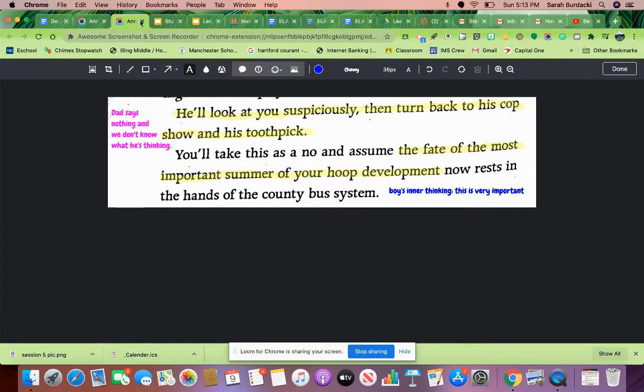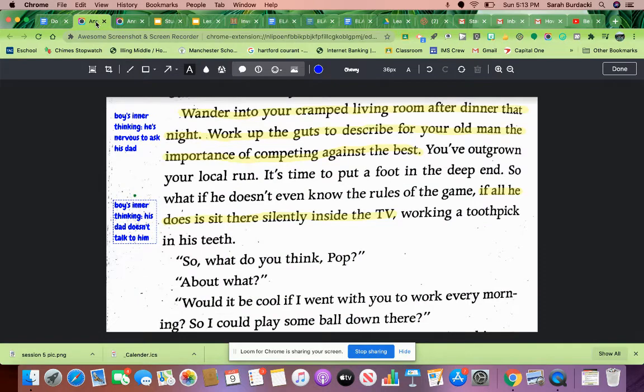Okay, so we're going to take a look first at the first couple sentences, which I've highlighted. Wander into your cramped living room after dinner that night. Work up the guts to describe for your old man the importance of competing against the best. We know that because the boy has to work up the guts, that he's nervous to ask his dad. We get the feeling that he and his dad don't have the most supportive relationship, and his dad doesn't often say yes to what he asks for.